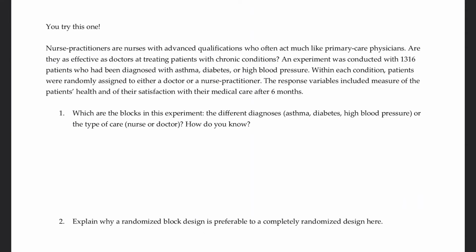So first question, what are the blocks in this example? Are they the different diagnoses or are they the type of care? And make sure you write down how you know that. So pause, think about it, and write it down. A little hint for that one is remember that blocks are uncontrollable factors.